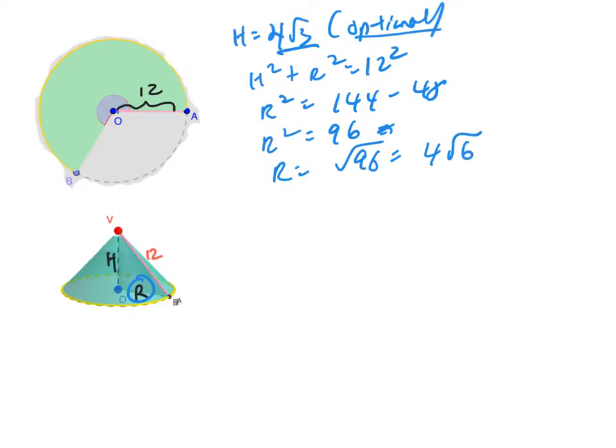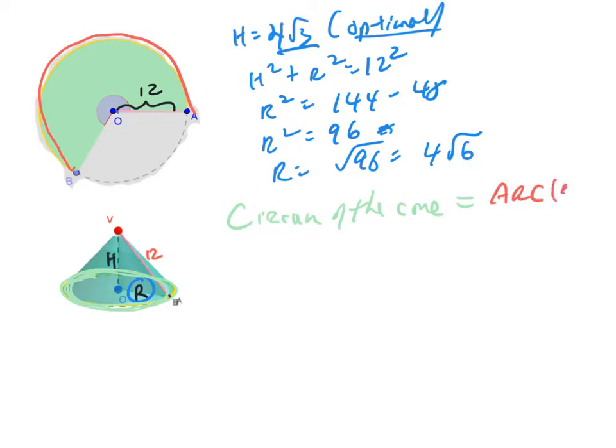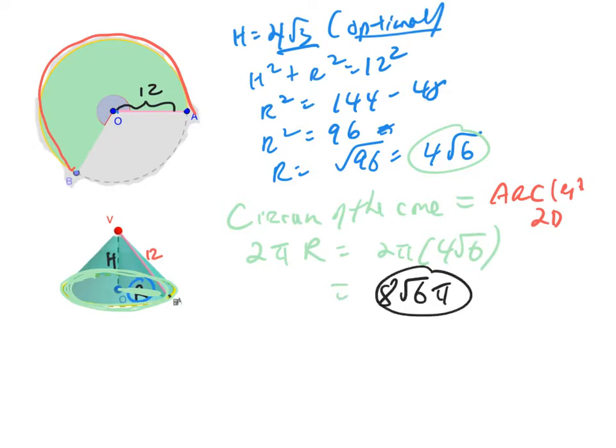So now the next thing we're going to do is figure out the circle part. I'll use green here. So this part here is the circumference. The circumference of the cone is equal to the arc length of the 2D circle. And the circumference of the cone is going to be 2 pi r. We know the radius because we calculated it to be 4 root 6, so it's 2 pi times 4 root 6. And that will become 8 root 6 pi. So this here is the circumference and also the arc length. So this piece is also your arc length.